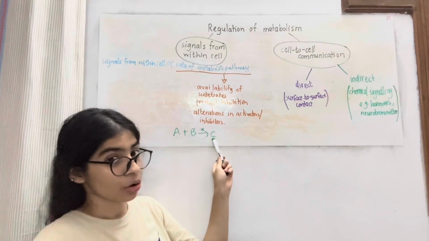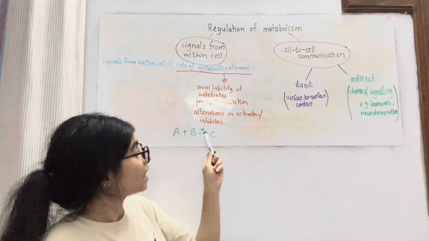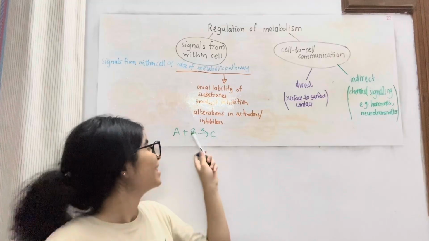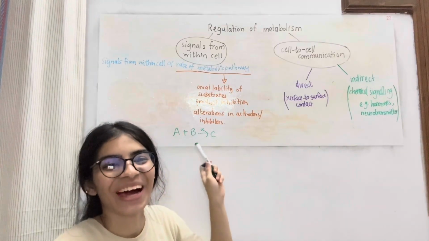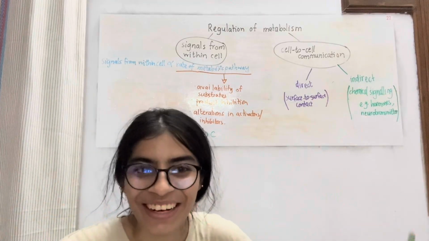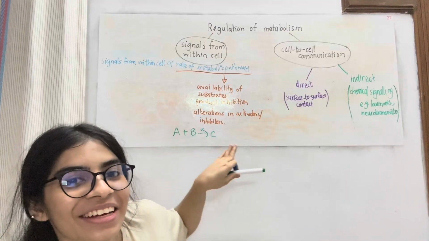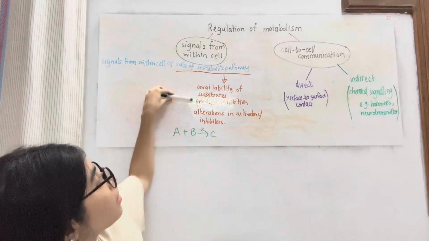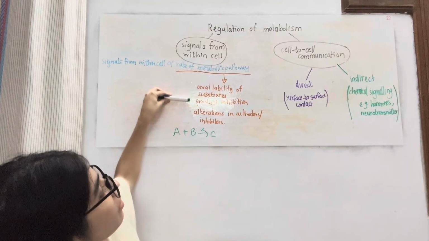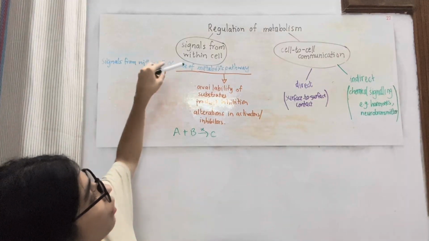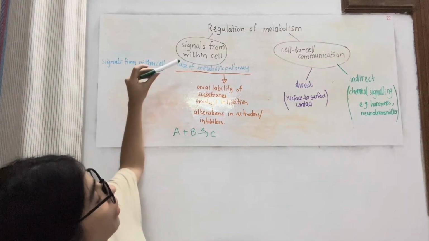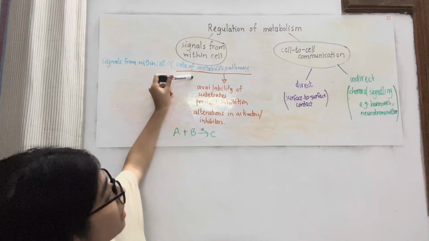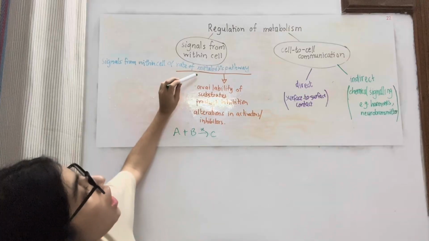Your C works in a way that it inhibits the work of X. Get it? So that is product inhibition. This also, if this increases, the rate of metabolic pathway decreases. If availability of substrates increases, the rate of metabolic pathway increases.